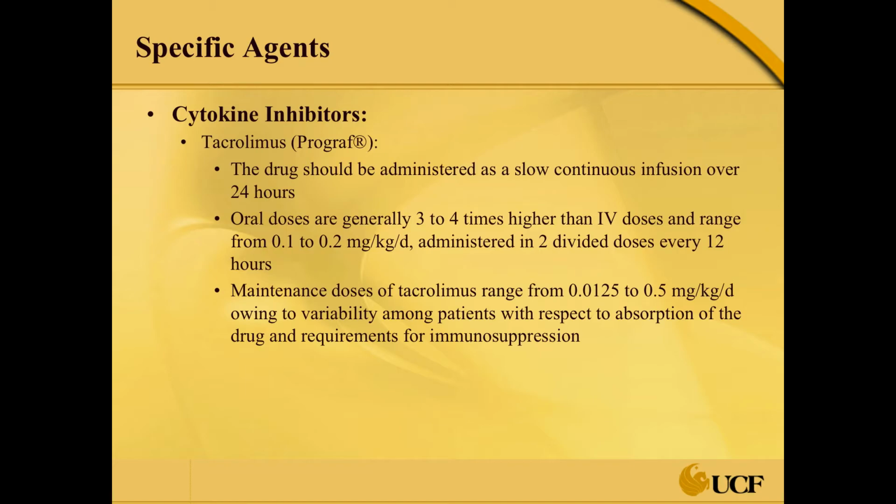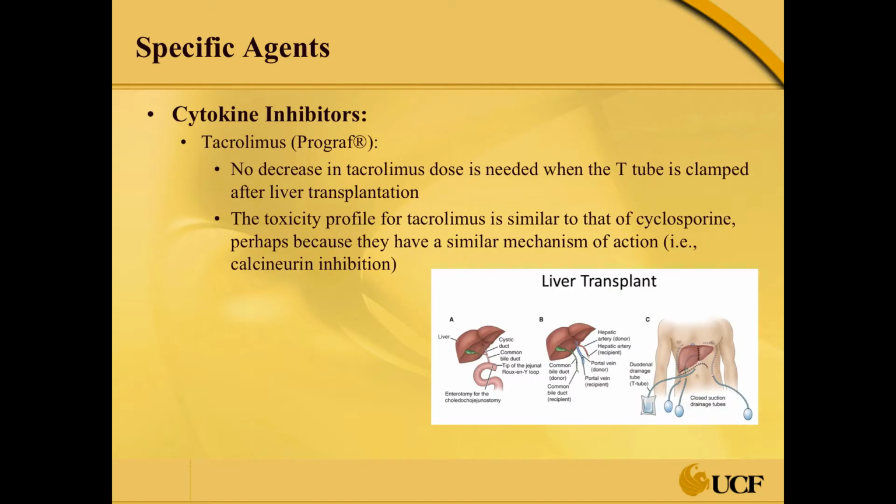So in other words, a patient might respond to a low dose of the agent just fine, but another patient might need a higher dose to have that same type of response. So lots of patient variability with this particular drug. There's no decrease in tacrolimus dose that's needed when the T-tube is clamped after a liver transplant.